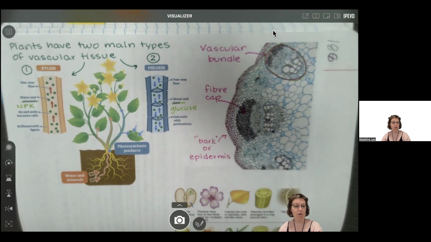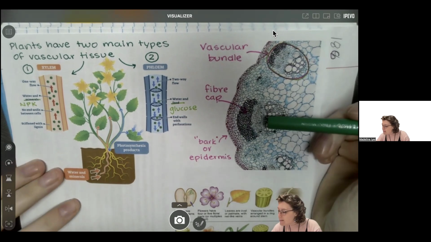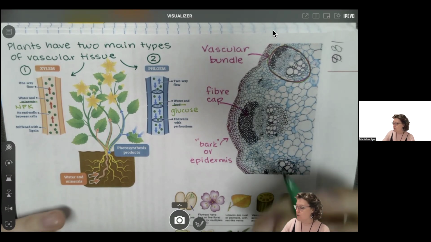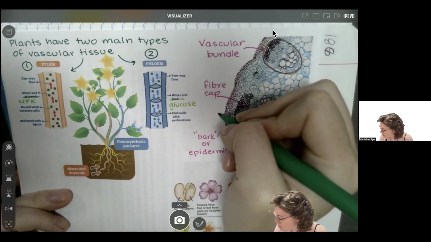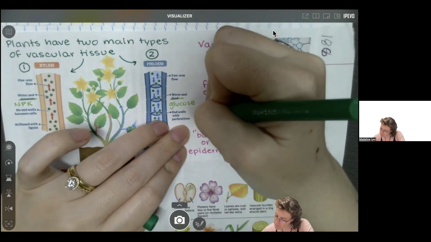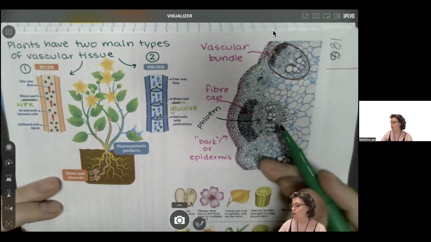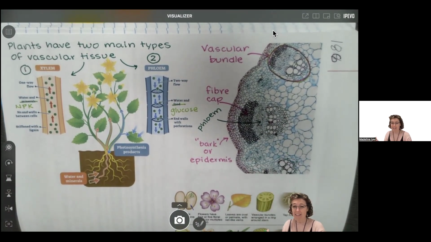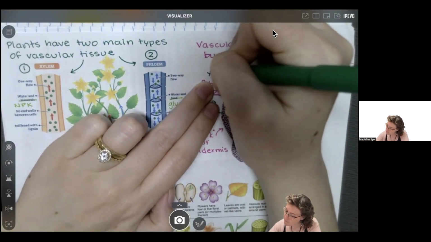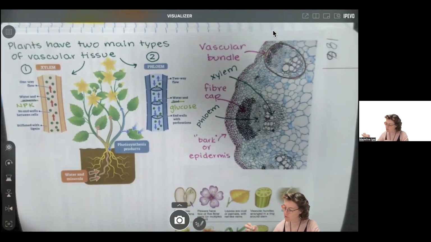But behind this fiber cap, we see two things. We see a bunch of little tiny cells, and we see a bunch of larger cells. The little tiny cells, those are our phloem. And things are traveling up and down them in both directions. These larger cells, they're kind of dead inside. It really is just a giant straw. And that is our xylem. And they're organized into these vascular bundles.